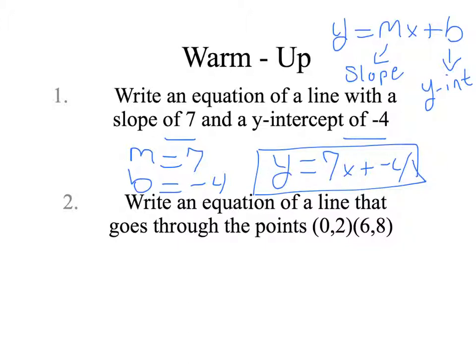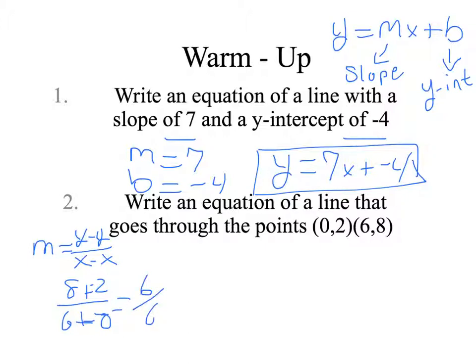Problem 2 is going to do the same thing, but we have to do a little bit of extra work in this case. This time they don't give me the slope and the y-intercept, so I actually have to find it. In order to find slope, remember our formula is y minus y over x minus x. So I'm going to do 8 minus 2 over 6 minus 0. Change subtraction to plus the opposite. 8 plus -2 is 6 over 6 on the bottom, because 6 plus 0 is 6. 6 divided by 6 gives me a slope of 1.